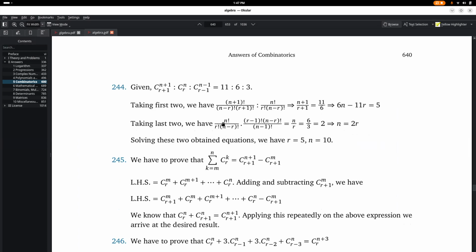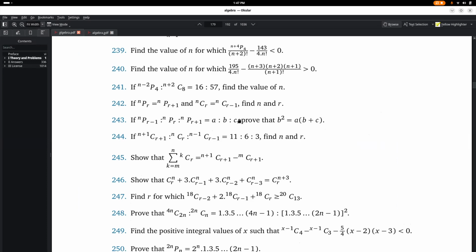And we take the last two, we get similarly n/r is equal to 6/3 is equal to 2, so n is equal to 2r. So we put n equal to 2r here, we get 12r−11r is equal to 5, that is r is equal to 5, and then we substitute back in this, we get n is equal to 10.